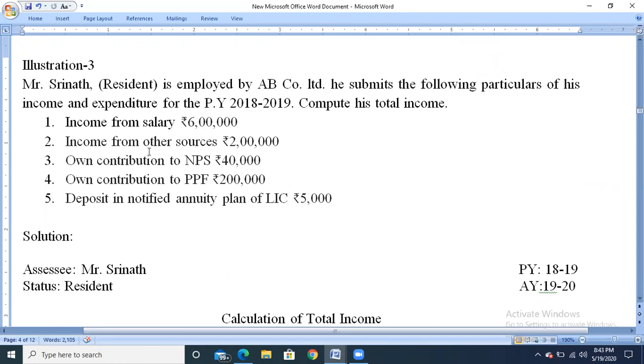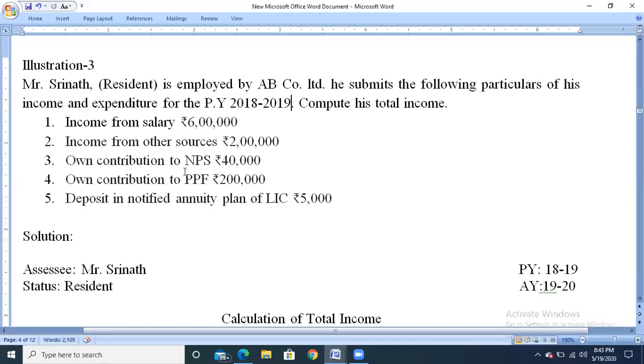Next, income from other sources. Again, they have given the amount, rupees 2 lakh income from other sources, and they have not given any other heads of income, that is house property, capital gain, and business or profession. So gross total income will be 6 lakh and 2 lakh, total 8 lakh.